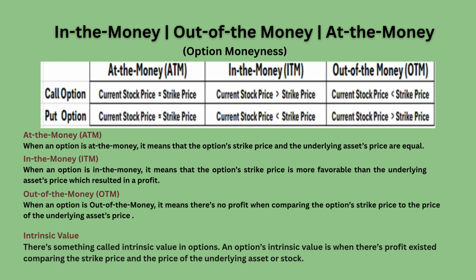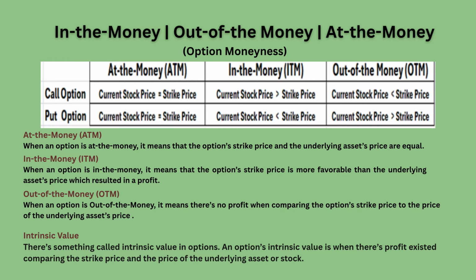In option trading, there's something called option moneyness. They are in the money, out of the money, and at the money, depending on if you hold calls or puts. Your moneyness is determined by comparing the strike price to the current stock price. When an option is at the money, it means that the option's strike price and the underlying asset's price are equal. When an option is in the money, it means that the option's strike price is more favorable than the underlying asset's price, which results in a profit. When an option is out of the money, it means there's no profit when comparing the option's strike price to the underlying asset's price.